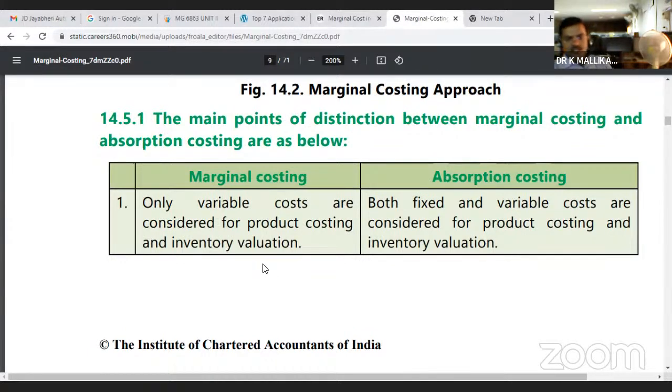Marginal costing considers only variable cost for product costing and inventory valuation. But absorption costing considers both fixed cost as well as variable cost for product costing and inventory valuation. So in marginal costing only the variable cost is considered, while absorption costing considers both variable and fixed cost for deciding the production cost as well as inventory valuation. This is one difference between absorption costing and marginal costing.